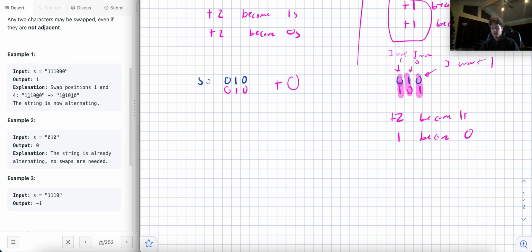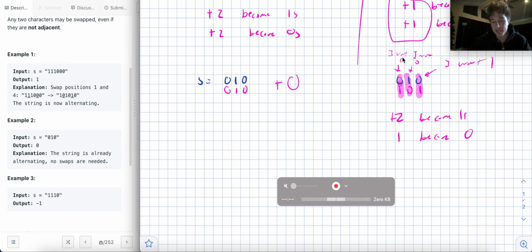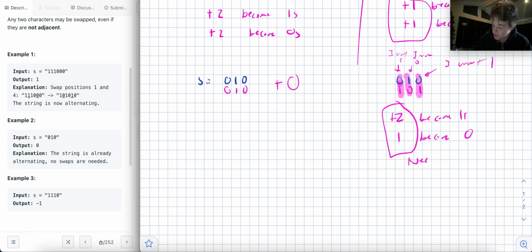Because I could help this guy out and make him a 1 by swapping with this 0, but then I'm going to leave this guy stranded, and he's still going to need to become a 1 to become this alternating string. Or I can match these two together. So the point here is these values need to match in order for this to work. They need to have a pair to pair with.